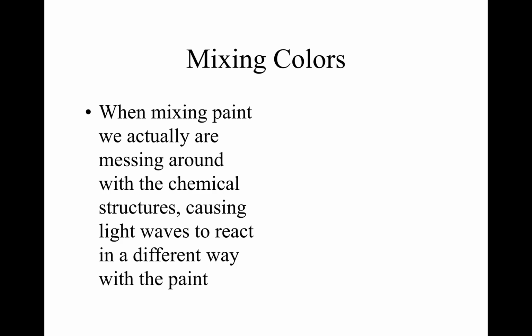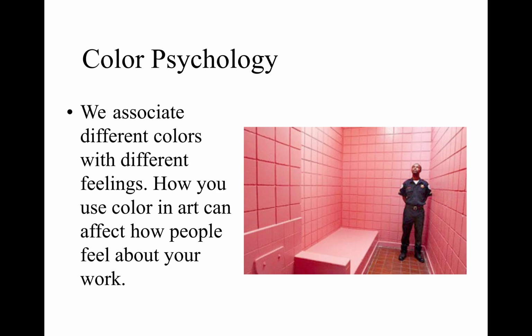In painting, when you're mixing paint, what you're actually doing is changing the chemical composition of the material, the paint, so that light bounces off it in a different way than it did when it was separate. Artists use this as a means of communication. We associate color with different feelings. How you use your colors will determine what sort of message you are portraying.